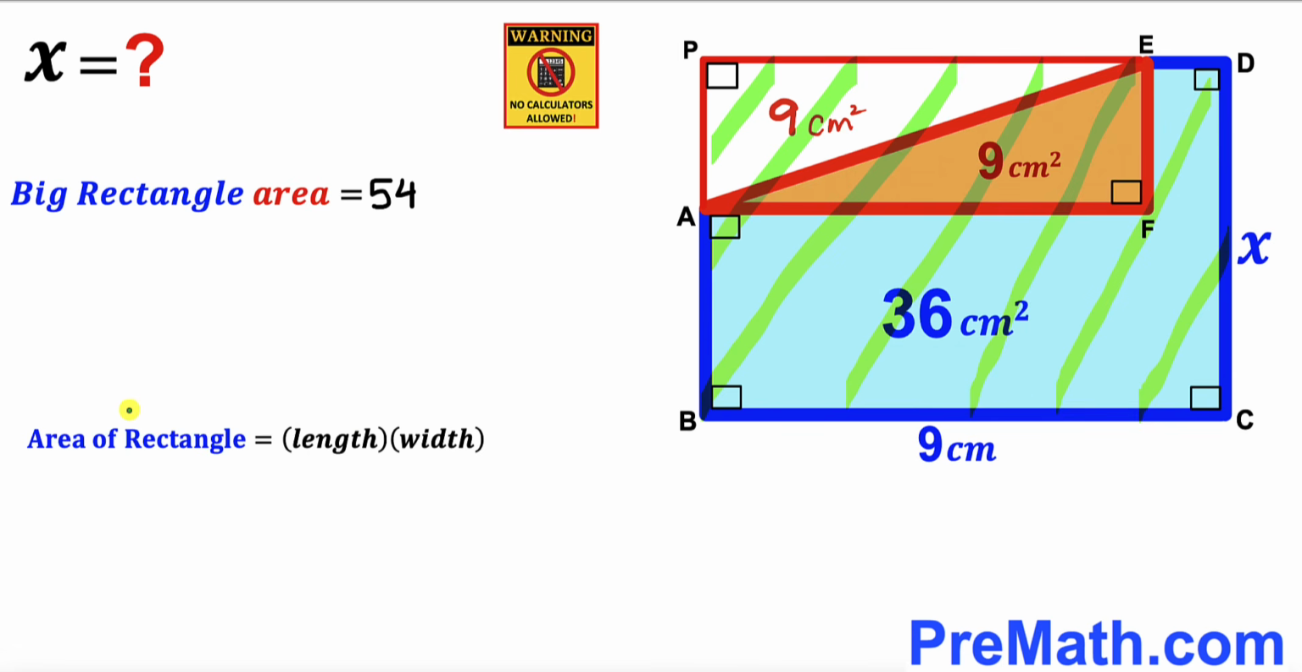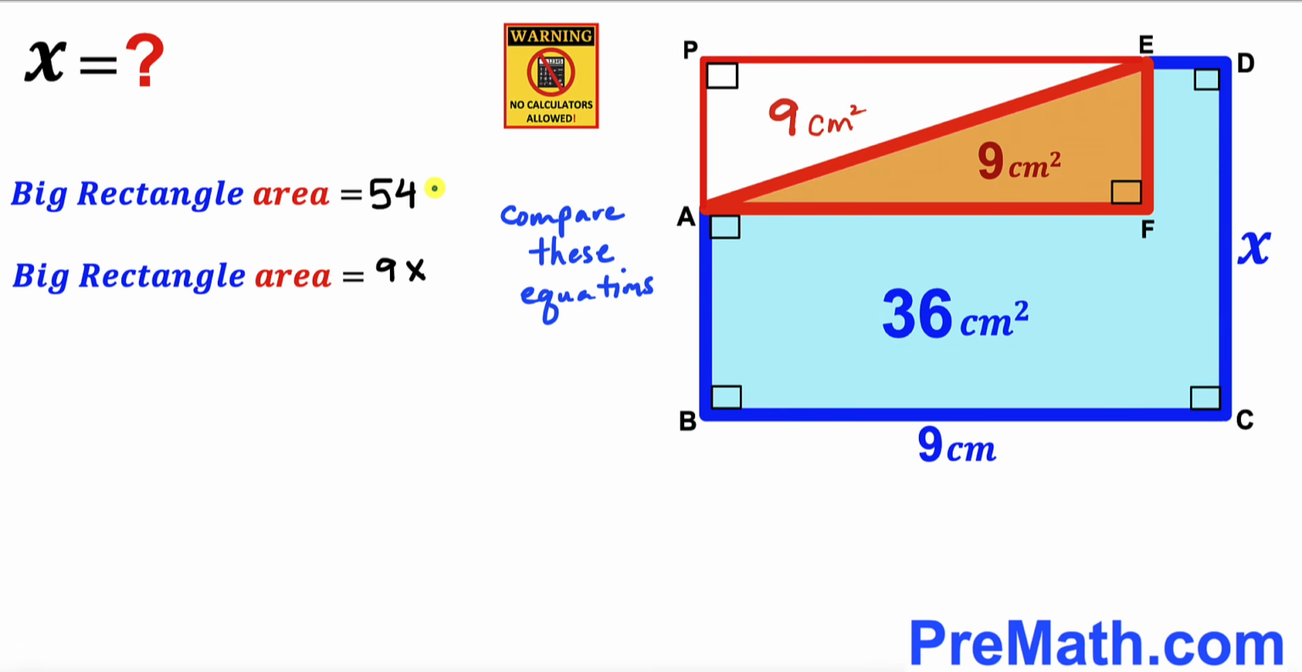Now let's recall the area of a rectangle formula. Area is always equal to length times the width of the rectangle. In our case, the length of this rectangle is 9 centimeters, whereas the width is x. So this big rectangle area is going to be simply 9 times x.